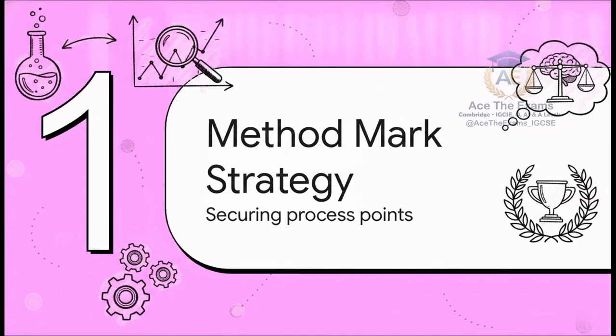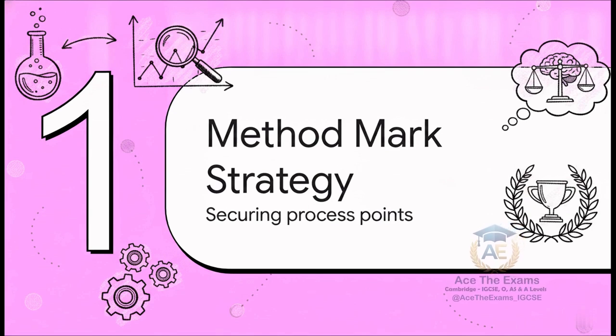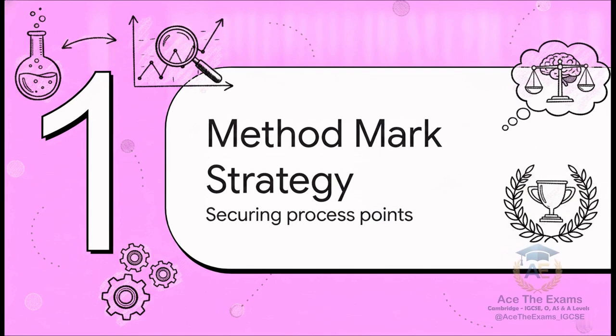Okay, let's look at section 1, the method mark strategy. This is all about securing partial points through process. Examiners will actually award you marks for demonstrating the correct scientific process, even if your final calculation is slightly off. The whole architecture of this topic relies heavily on systematic analysis. Basically, you get rewarded for thinking like a scientist.